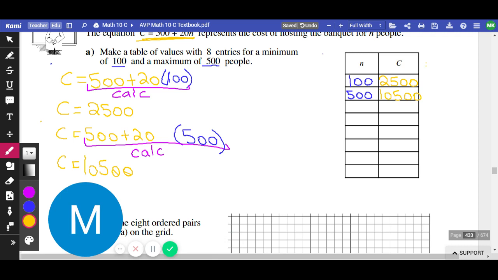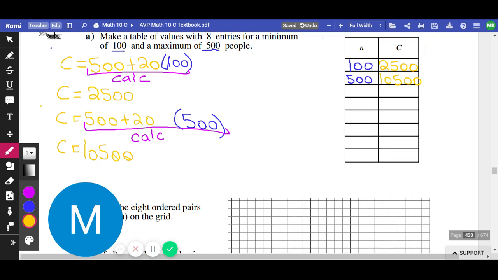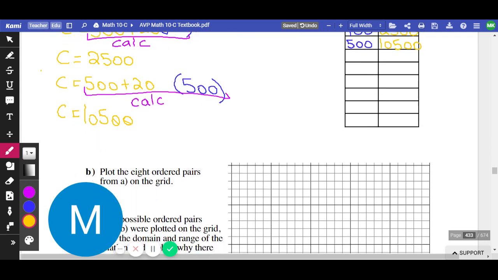The reason we wanted those two values is so that we could now graph them. Because we now have our minimum point and we now have our maximum point. Okay. We go down here to the grid, it says to draw all 8, we're only going to draw the 2.